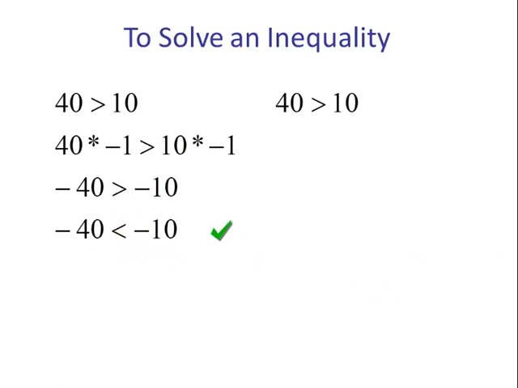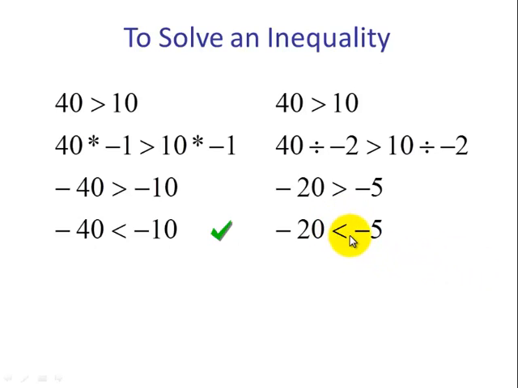Now let's do one where we divide. If we divide both sides by -2, we are left with -20 is greater than -5. Again, this is a false statement, but if we flip the sign, we are left with a true statement. So if we multiply by a negative number, or if we divide by a negative number, we have to remember to flip the sign.